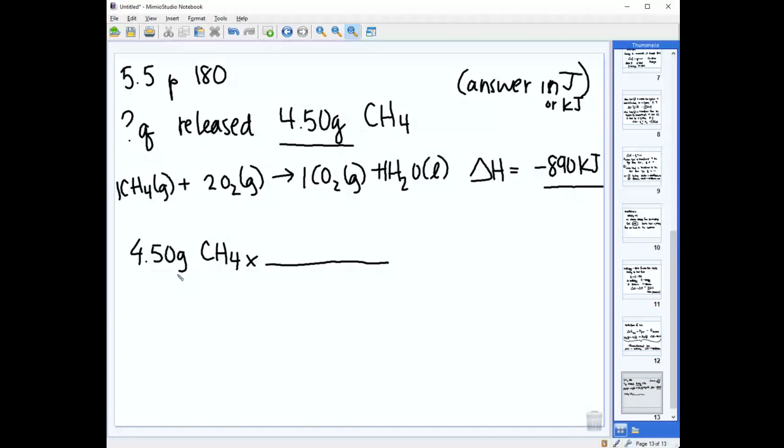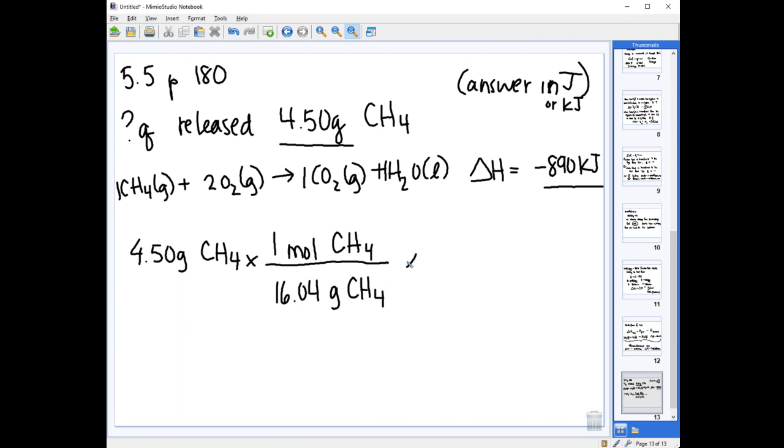But I'm given grams. So how do I convert grams to moles? What do I use? Yes, Michelle, both of you. Yes, molar mass. So don't be confused when you see this problem. Think, oh gosh, I've got grams, I don't even know what I'm going to do. I'm going to use the molar mass. And the molar mass of methane is 16.04 grams. And that's the amount in 1 mole of CH4.